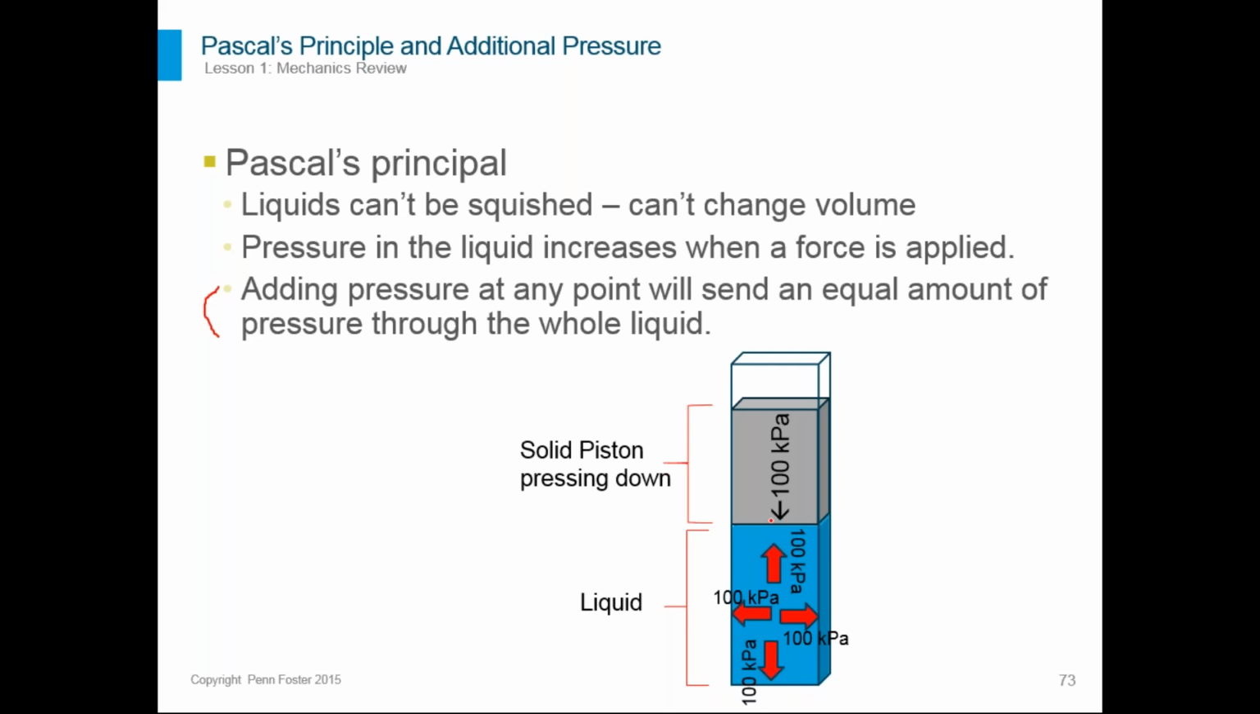So here we have some liquid on the bottom, the blue part, and we have a piston on the top of it, and it's pressing down with 100 kilopascals of pressure. And what that's going to do is make the liquid have 100 kilopascals in pressure pushing out in every direction. So that's important for Pascal's principle. The pressure stays the same throughout the entire liquid in all directions.